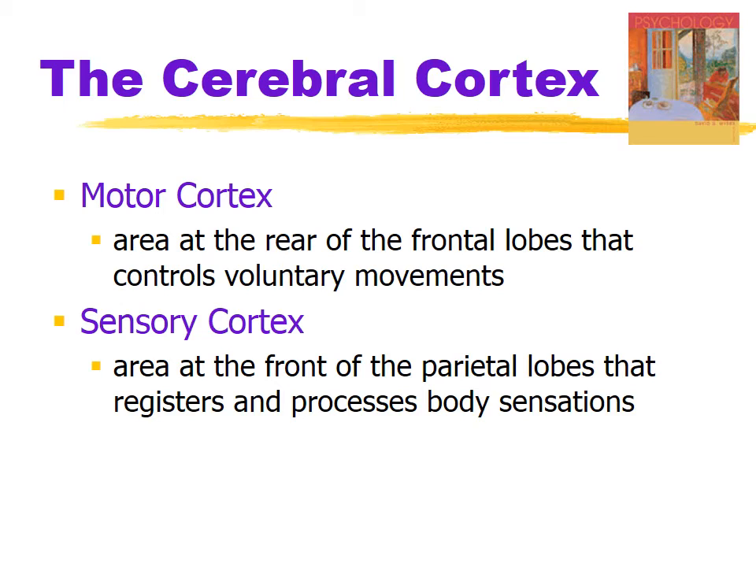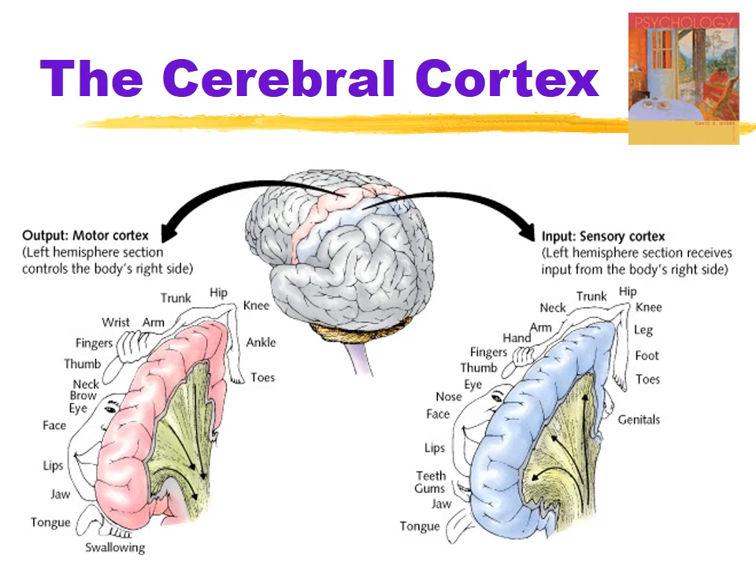Motor cortex is a strip just behind the frontal lobe, or pardon me, as part of the frontal lobe rather, behind the prefrontal cortex, and that controls voluntary movements. We make a decision to pick up our pens or to open our computers. The motor cortex is in action. The sensory cortex, the front of the parietal lobes, processes that information. So that would give us an idea of the texture of the pen or the feeling of our laptop computer as we open it up. And you can see a nice diagram here, the various parts of the body in the motor cortex and the sensory strip.